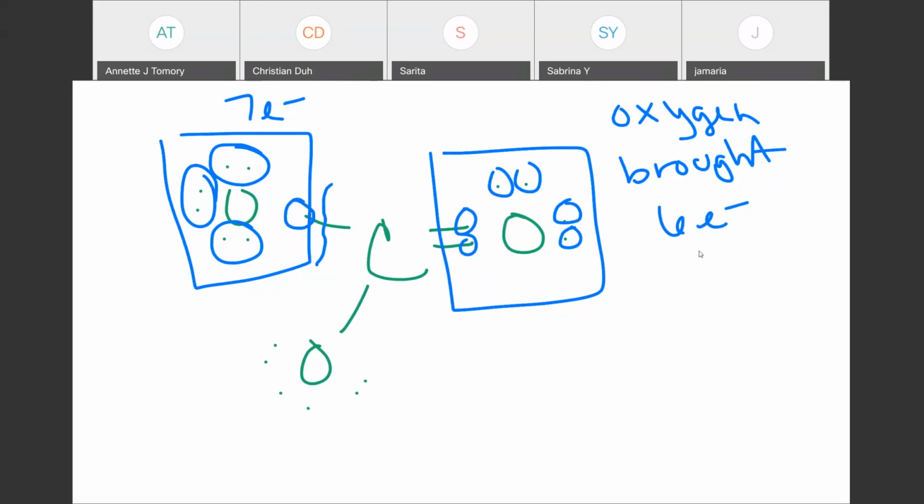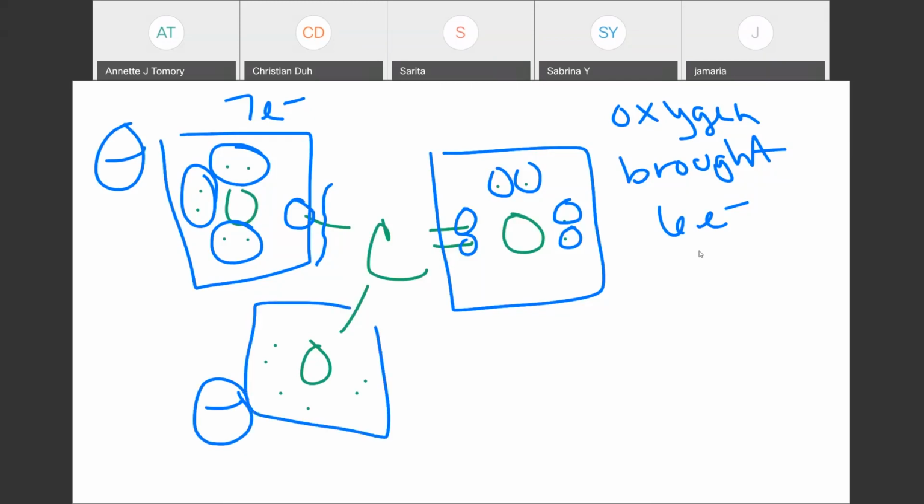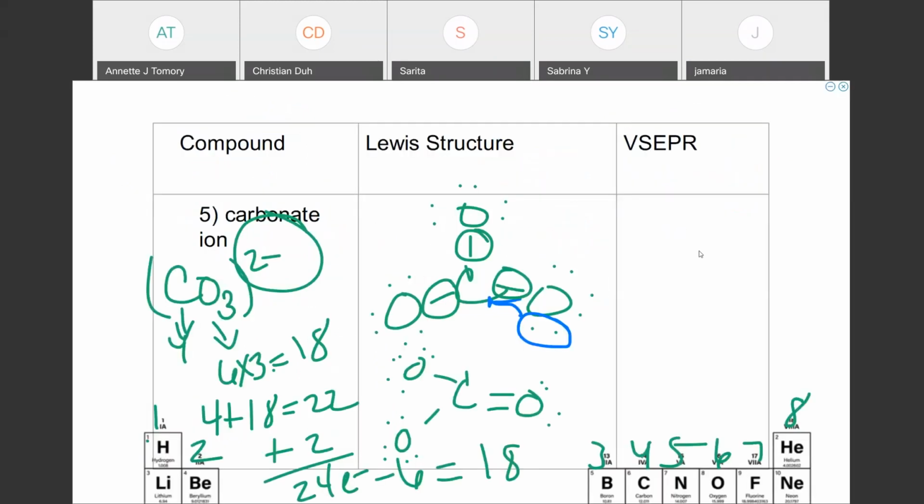Negative. It has 1 additional electron. So it's a -1. Oh, wait. Negative is correct. So you have a minus and a minus. This is our 2 negative charges. This is a -1 and -1. That's why carbonate has a -2 charge, because it has those 2 -1s on oxygens.